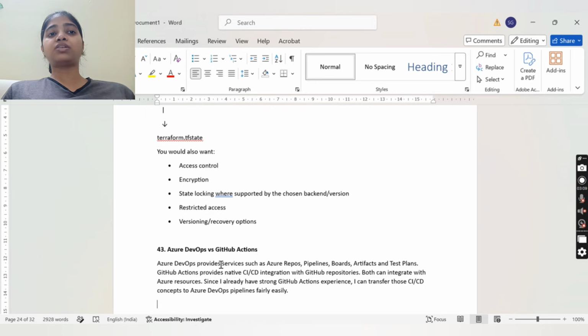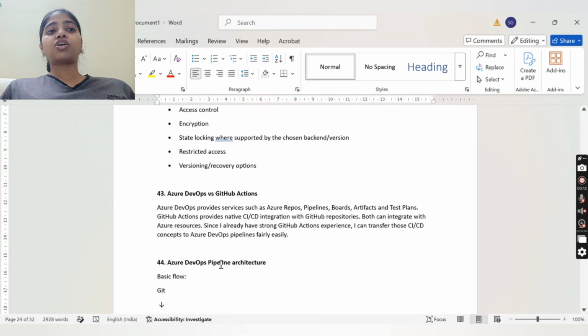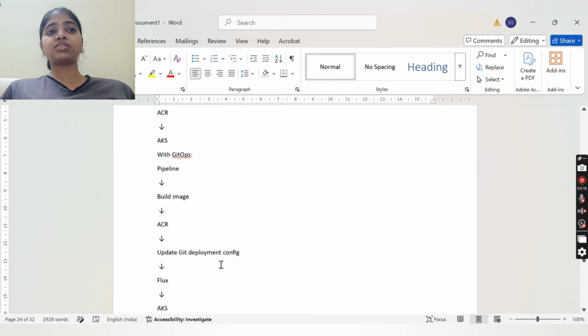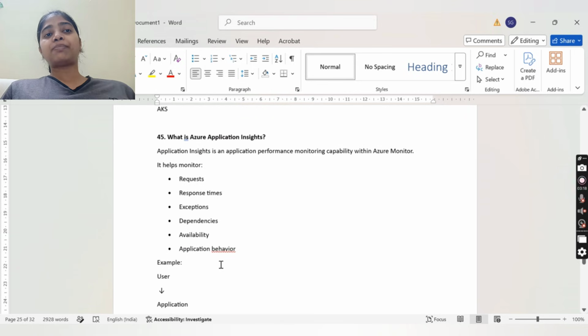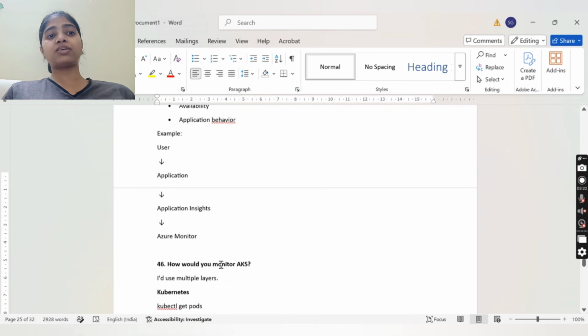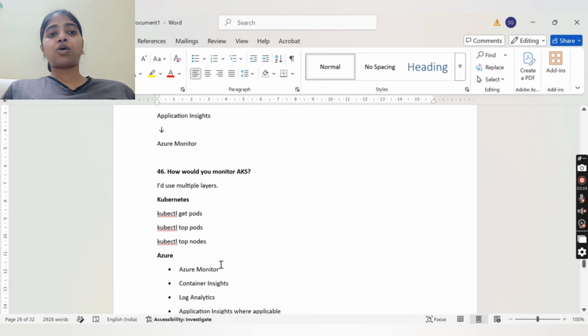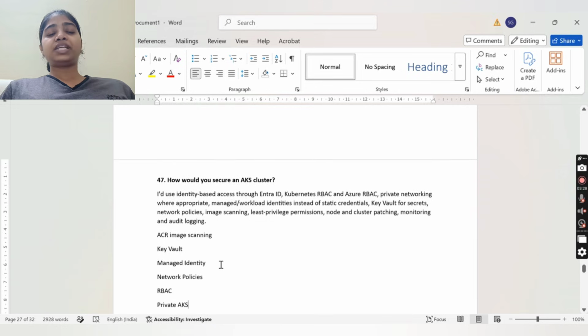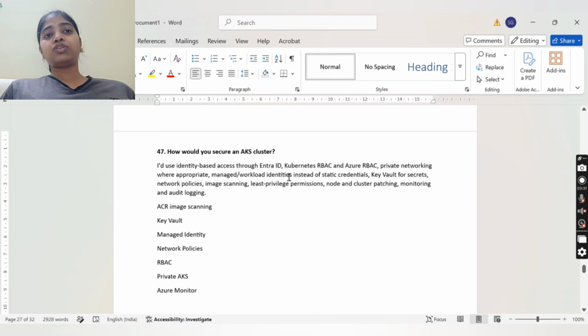Azure DevOps versus GitHub Actions, Azure DevOps pipeline. Then what is Azure Application Insights? Basically to get application performance insight using Azure Monitor. How would you monitor AKS? These are the things. How would you secure an AKS cluster? I'd use identity based access with Entra ID, Kubernetes RBAC, and Azure RBAC.